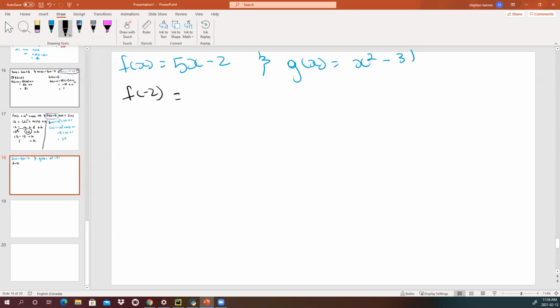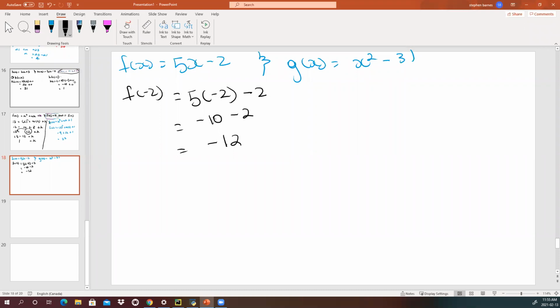So this one is supposed to be easy. You're putting negative 2 into the f function. So 5 times negative 2 minus 2. You have negative 10 minus 2. This is supposed to be negative 12. So that's the first one.